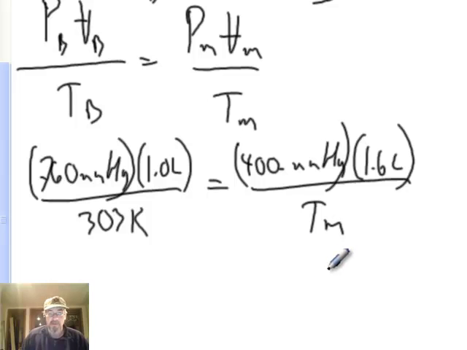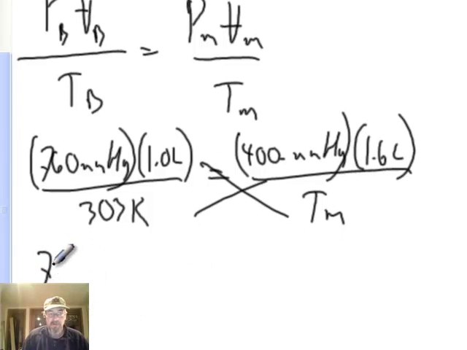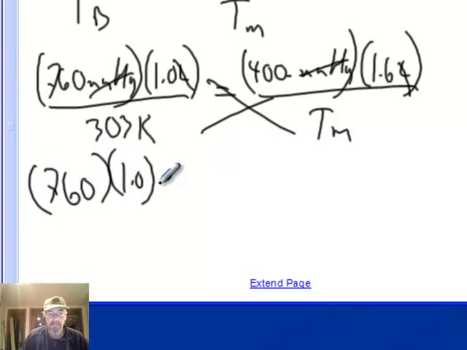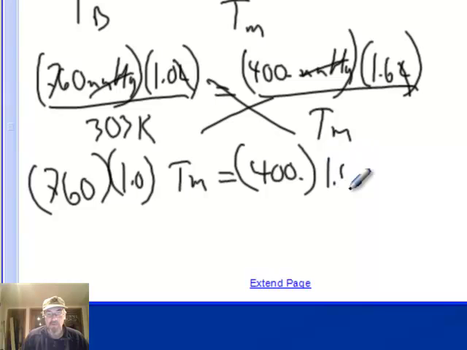We find this by cross-multiplying. So I'll set the two diagonals equal to each other. First of all, let's cancel some units out. Millimeters of mercury are going to disappear, and liters are as well. So we have 760 times 1.0 times the temperature on the mountain equal to 400 times 1.6 times 303 kelvins.